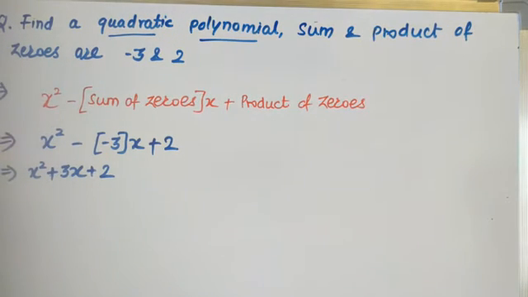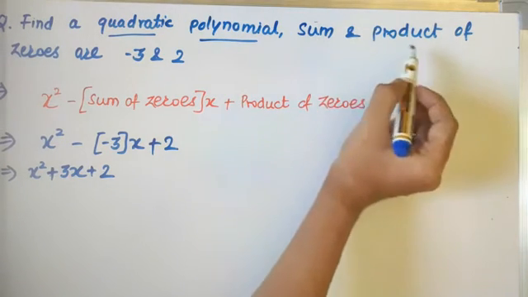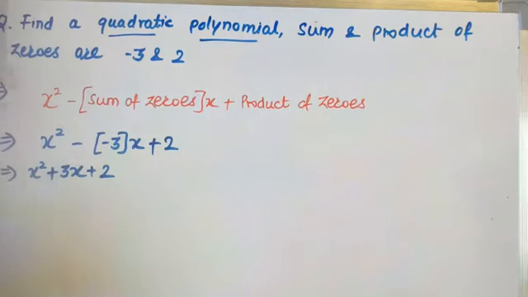This is one type of question. Yeah, this is the second type. The previous one we have discussed is the first type. And in this, the sum and the product are given directly, minus 3 and 2. Now let us discuss the third type of question in which zeros are given and we have to find out the equation.